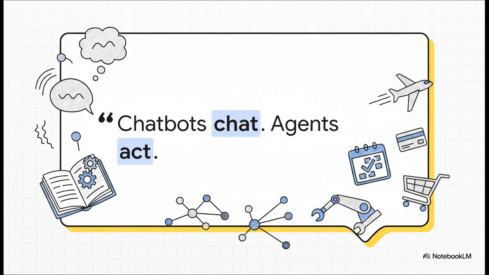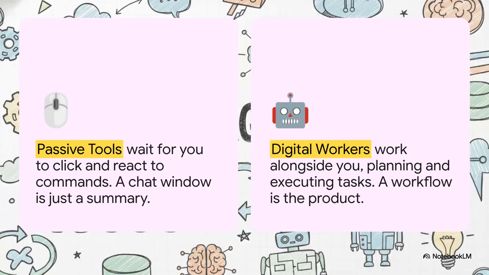You know, you've asked a chatbot to plan a vacation, and what do you get? A wall of text, a summary. But an agent goes and books the flight. It doesn't just talk about doing things, it acts. This slide really breaks down that massive shift. For the last 20 years, we've built passive tools. They just sit there and wait for us to click something. The future, though, is about creating digital workers, things that plan, execute, and work right there with you. The big takeaway here? A prompt isn't the final product anymore. The workflow is the product.